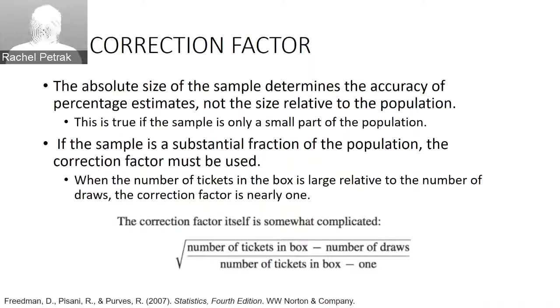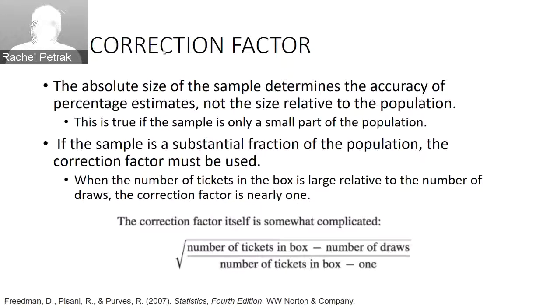We have just one final main topic here, and we're just going to look at the correction factor briefly, because there's a lot of mathematics behind how the absolute size of the sample determines the accuracy of percentage estimates, and not the size relative to the population. But I'm going to skim over that mathematics because we really want to get to the end product observation here. But let's just do a brief treatment of thinking through why this is true.